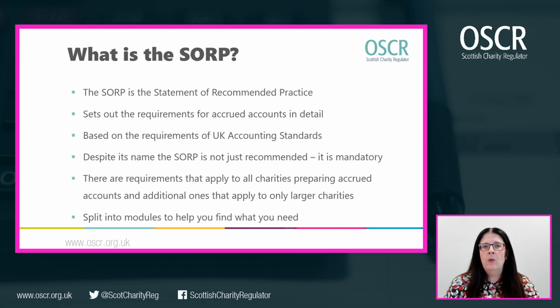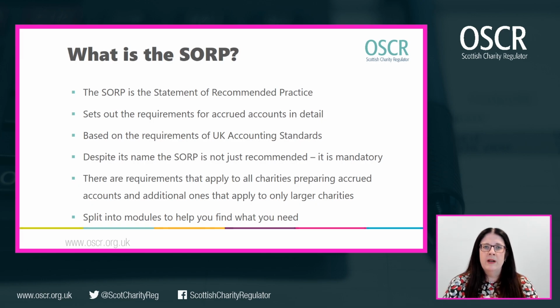Let's also be clear about what we mean when we talk about the SORP. The SORP is the Statement of Recommended Practice for Charities, and it sets out the accounting requirements for accrued accounts in a lot of detail. The SORP is based on UK accounting standards, which are developed for commercial companies, other commercial organisations, and a whole raft of other organisations. But the SORP takes UK accounting standards and interprets them very specifically to apply to the types of transactions that charities enter into.